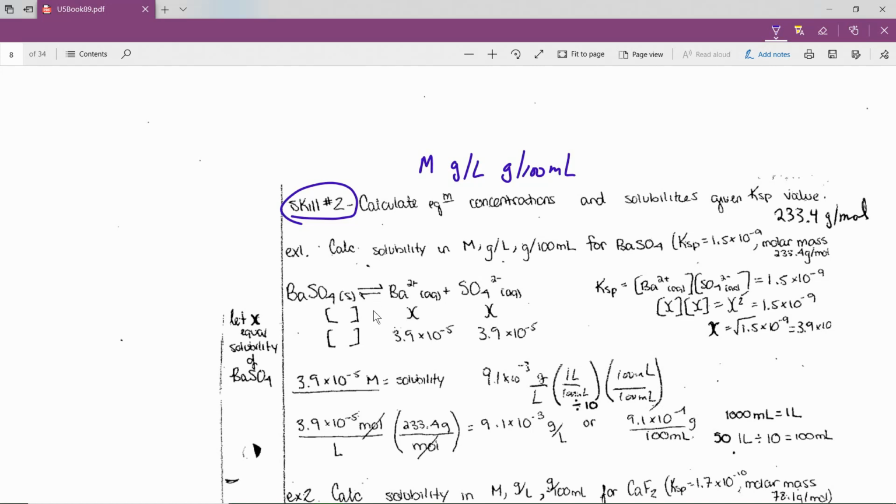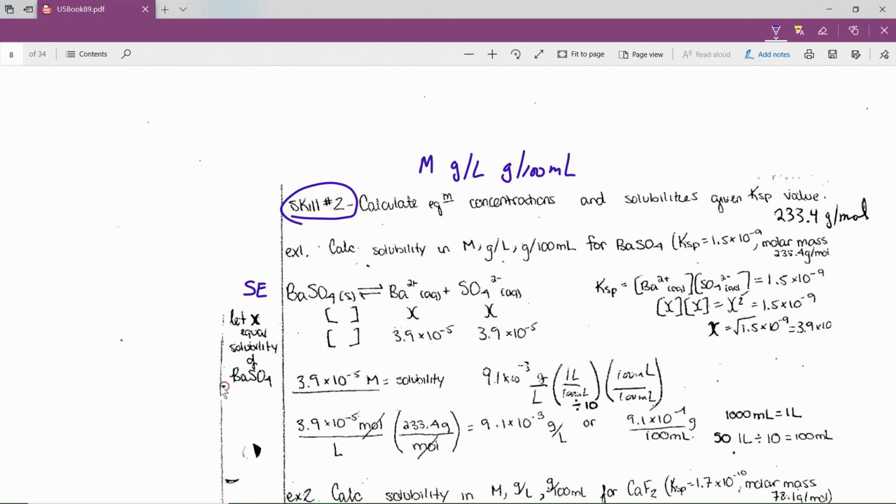Here we go. So we want to get the solubility. Let's start by getting moles per liter because those are the values we plug into our KSP. So just like in skill number 1, we start with the solubility equation. So BaSO4 goes to Ba2 plus aqueous plus SO4 2 minus aqueous. The value is 1.5 by 10 to the minus 9. That was given to you.